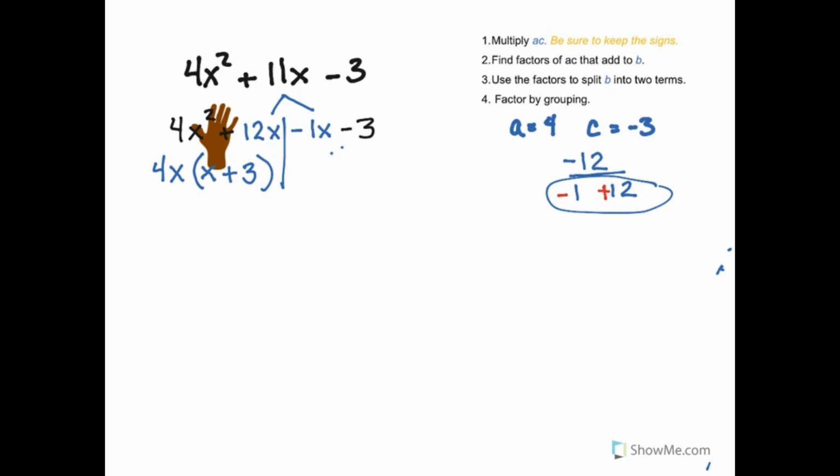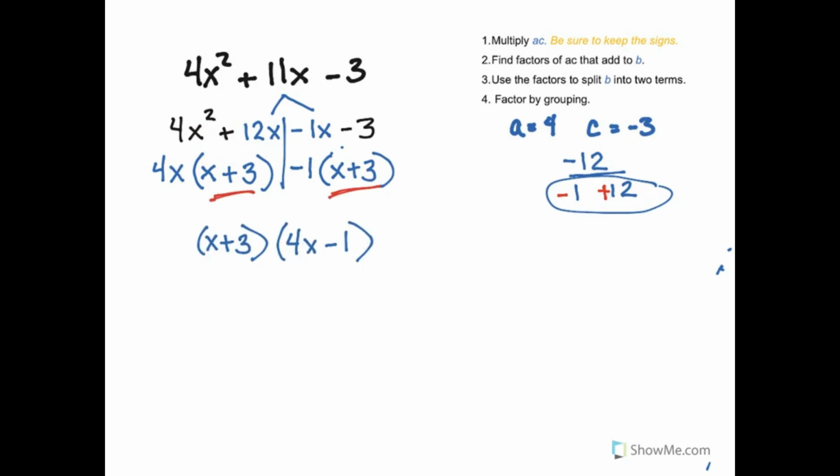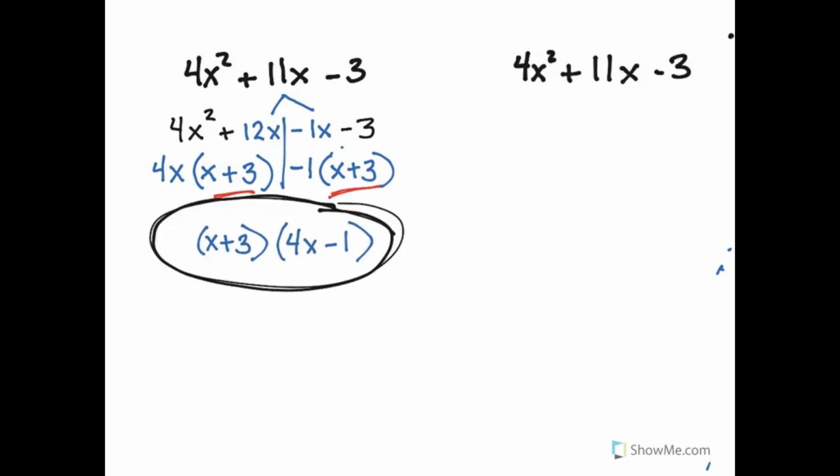Now I factor the second half. I factor out a negative, and really negative 1 is the only thing I can factor out, but I need to factor it out so that the signs will work out. So negative 1x divided by negative 1 is positive x, and negative 3 divided by negative 1 is a positive 3. So I factored using the AC method.